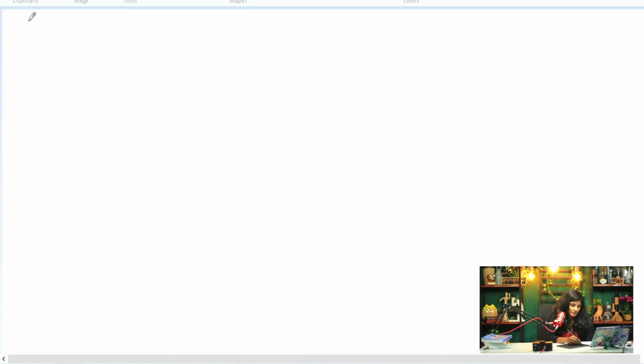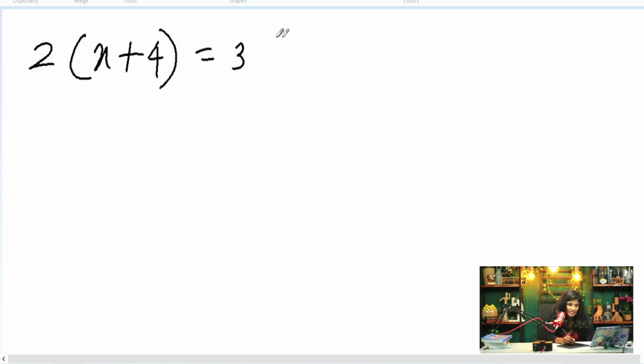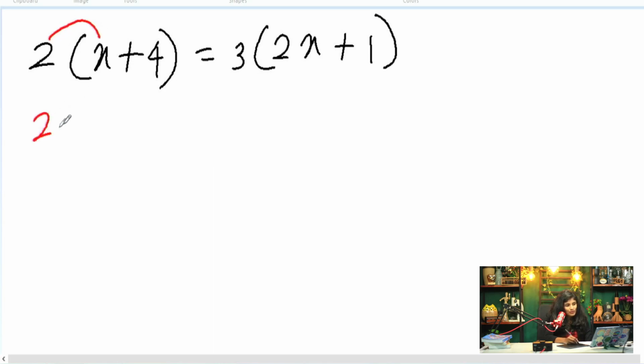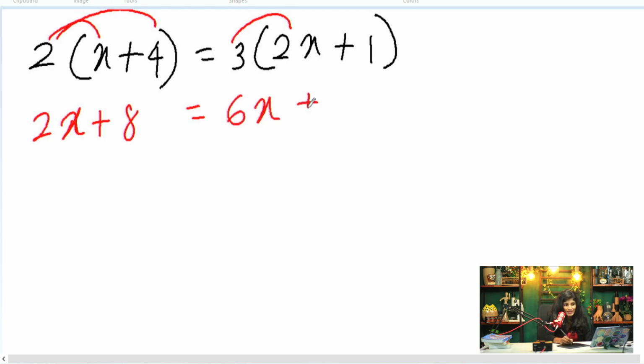Our next question. 2 times (x plus 4) equals 3 times (2x plus 1). In this question, both sides of the equation have brackets. The same thing we have to do: remove the brackets. So 2 times x, 2x, plus 2 times 4, 8, equals 3 times 2x, 6x, plus 3 times 1, that is 3.